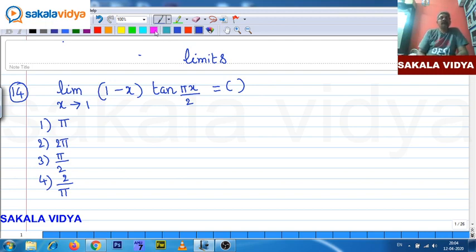So, now limit x tends to 1 of (1 minus x) into tan of pi x by 2. So, then what is the value?